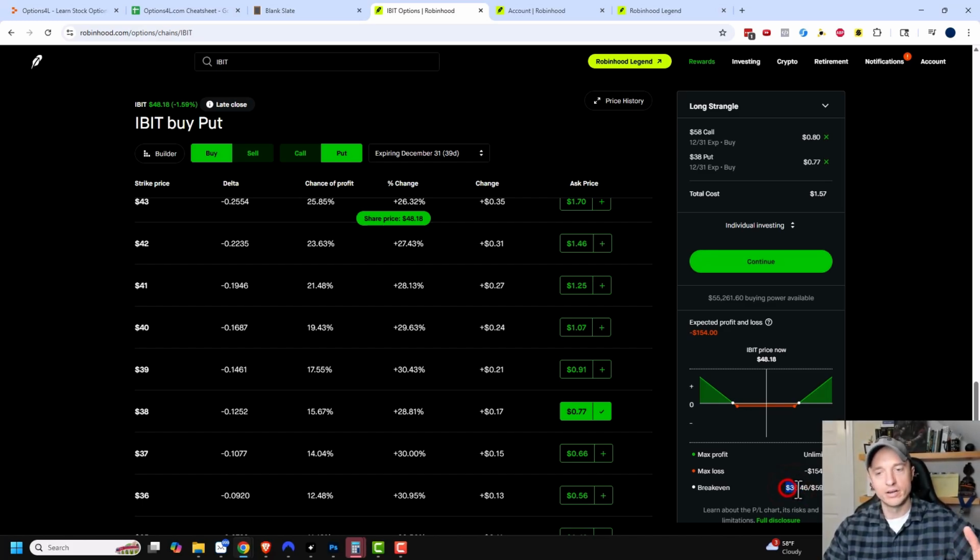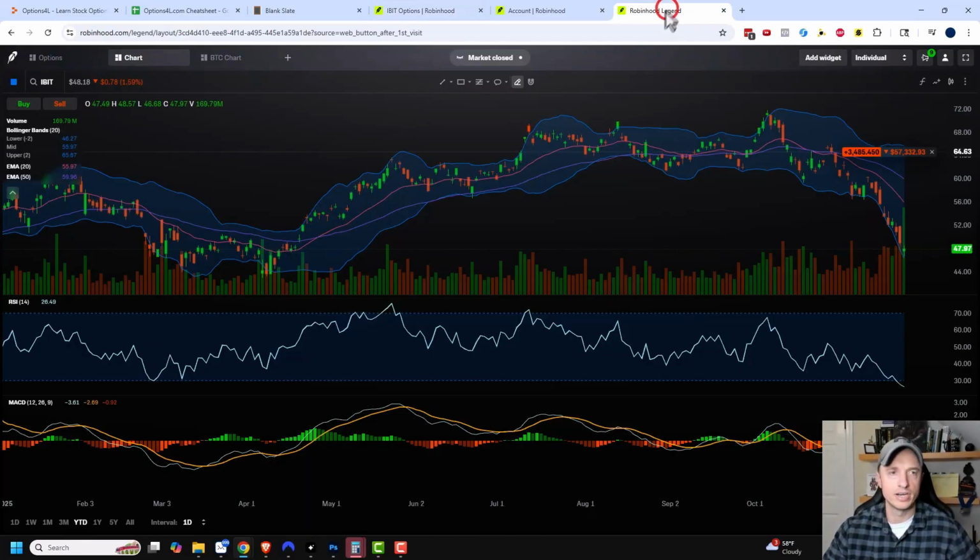And we think it'll at least go to $36. So that is our long strangle right there. And we're just waiting for a big move in IBIT in order to go ahead and capitalize on that trade. Now let me flip over to Robinhood Legend, and I'll show you how to set up the trade over there.